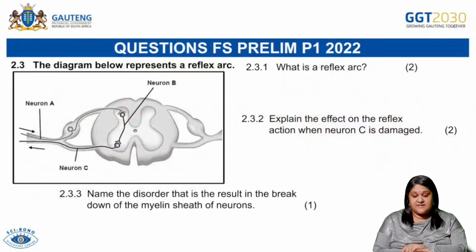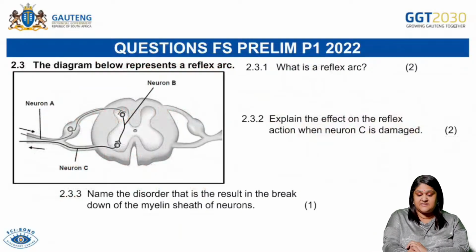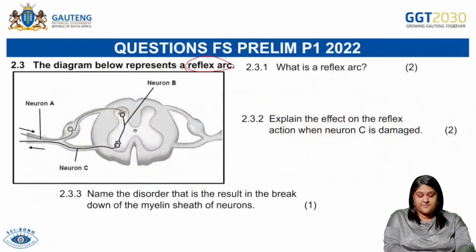So this is a question that comes from the Free State prelim paper 1 of 2022. So whenever you get a diagram, you first need to analyze the diagram. The stem is telling you that this is a reflex arc. Right. Now it's giving you labels here, neuron A, neuron B, neuron C. So the first thing you need to do is look at the diagram and identify the different parts.